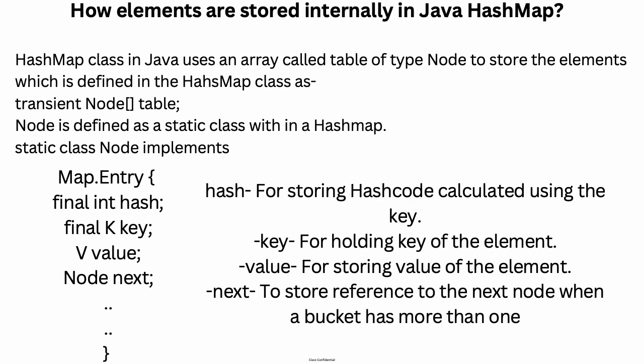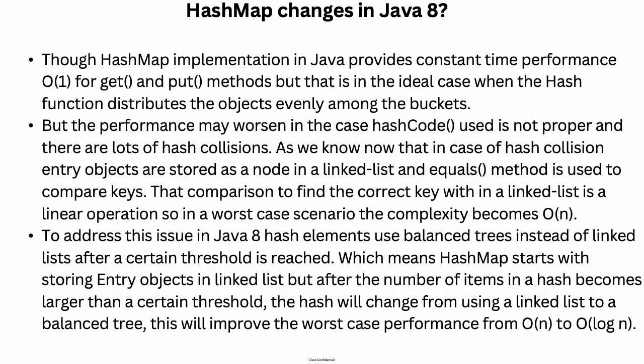This is a Java 8 related question, where they will ask what the HashMap changes in Java 8 are. The main change is that in previous versions, HashMap used a linked list to store the elements, but now, to increase its performance, they have started using a balanced tree instead of a linked list. That is the main difference. And they have improved the worst case performance from O(n) to O(log n).